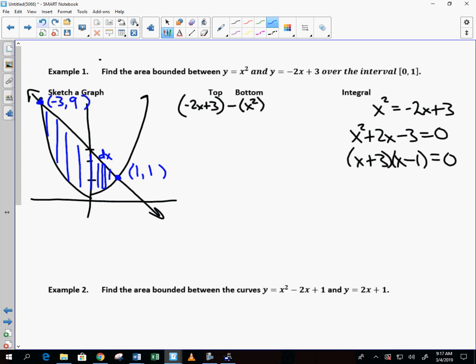What does the problem say? I want to go from negative 3 all the way over to positive 1, just as I want to go from 0 to 1. And so for 0 to 1, negative 2x plus 3 is on top the entire time, and x squared is on bottom the entire time. So in order to find that red area, which looks kind of ridiculous, is really no big deal at all. All we have to do is the top minus the bottom and run an integral dx from 0 to 1.